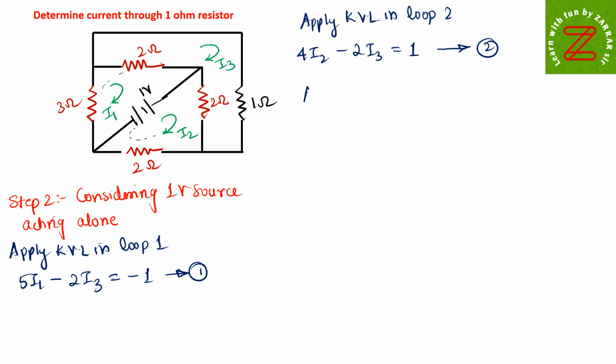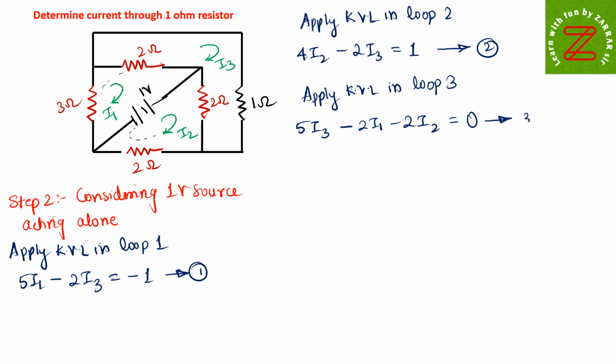Now if I apply KVL in loop 3, and you can see this is my loop 3. Add all the resistance of loop 3. 2 plus 2 is 4, 4 plus 1 is 5. So it is 5i3 minus, 2 ohm is in the first loop, so minus 2i1. 2 ohm is in the second loop, and the currents are opposite in direction, so minus 2i2 is equal to, there is no voltage source in the third loop, is equal to 0. So this is my third equation. Hope you have understood all the three equations.